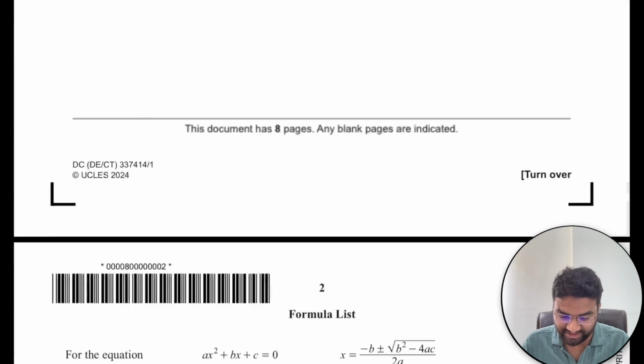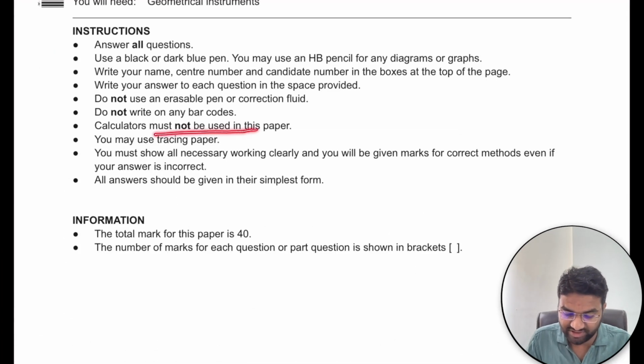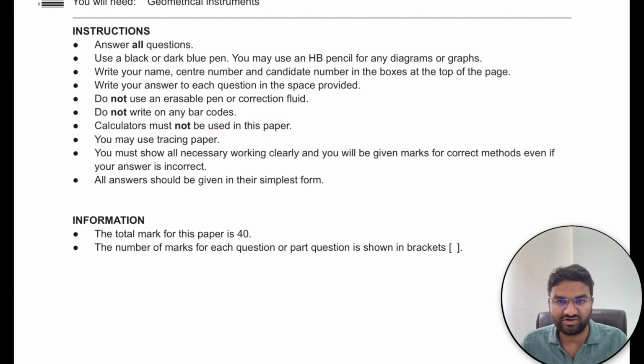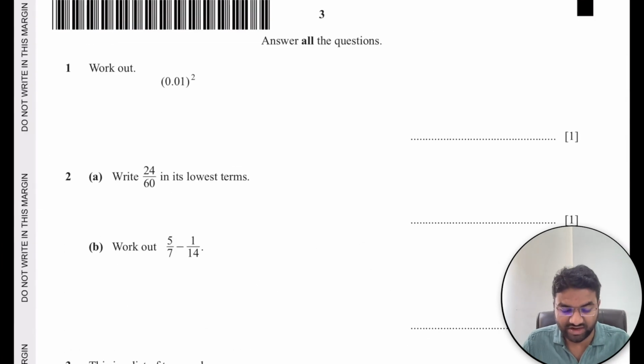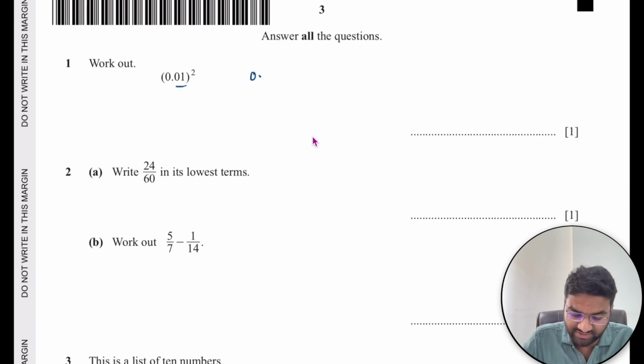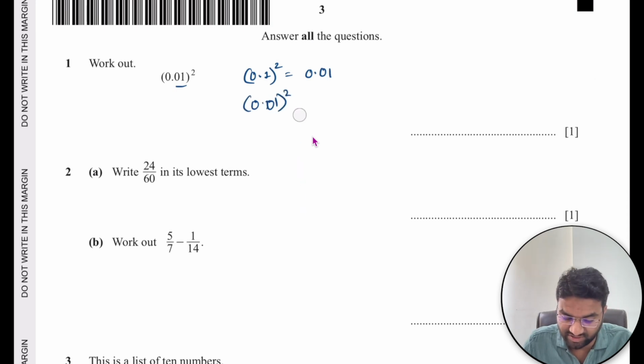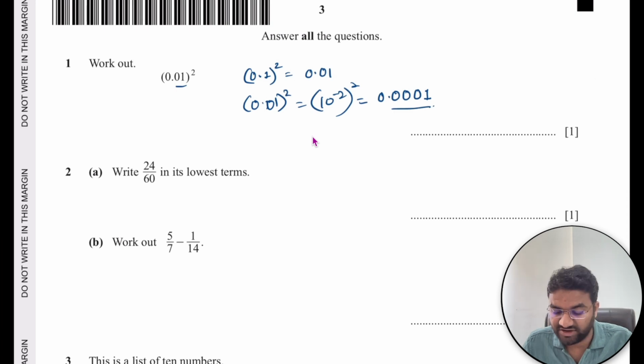By the way, here you can see calculator must not be used in this paper. Calculator is not allowed. Here, work out 0.01 raised to -2, which means the square is there. Whenever we have a 0.01 bracket square, then we write 0.01. Now here 0.01 bracket square, 10 to the power of -2 bracket square, means it's 0.0001. That's it. So this is 10 to the power of -4 as well, all right, we can write.